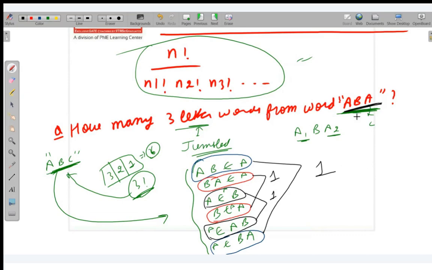So similarly, I will say ABA. There are 3 letters. So I will simply say 3 factorial ways to arrange them. But in these 3 factorial ways, A and A are same, na? So I will divide it by 2. Why am I dividing by 2? Because obviously they are coming same, na? That's why. More precisely, I should say I am dividing by 2 factorial.